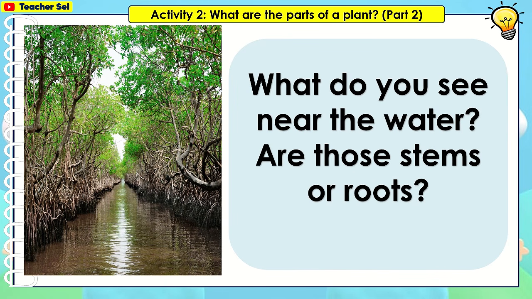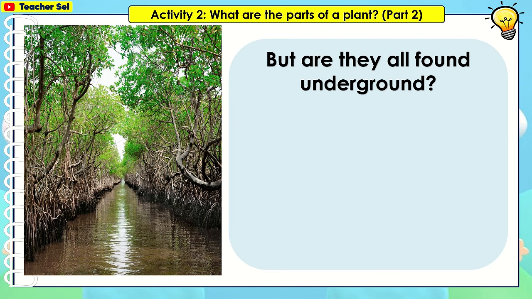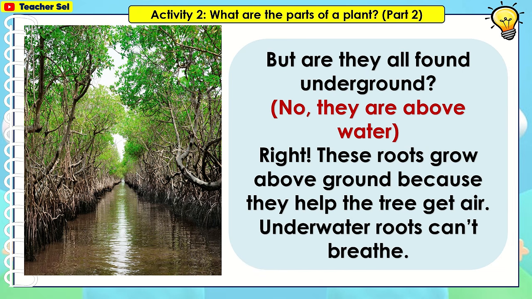What do you see near the water? Are those stems or roots? They are roots. But are they all found underground? No, they are above water. Right, these roots grow above ground because they help the tree get air. Underwater, roots can't breathe.